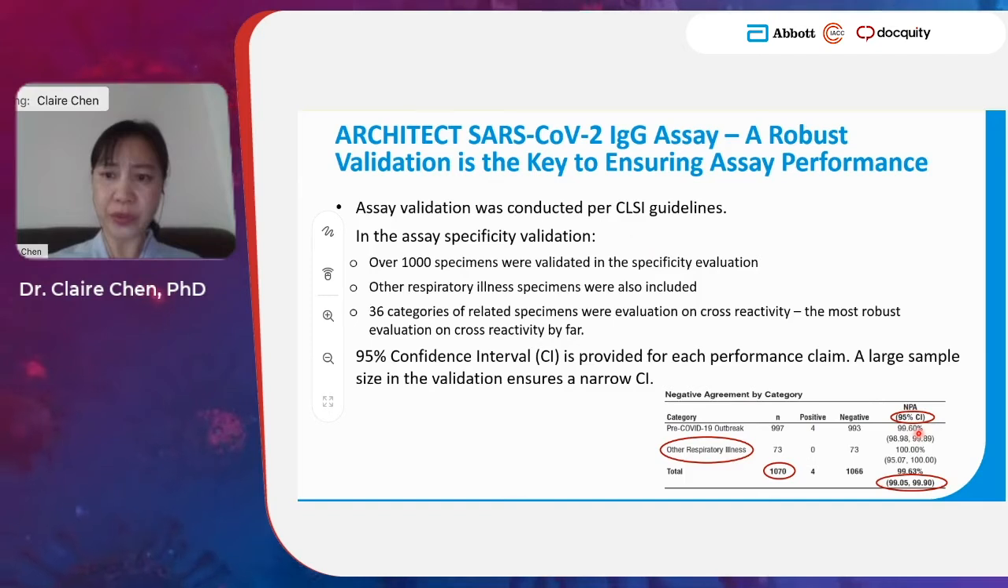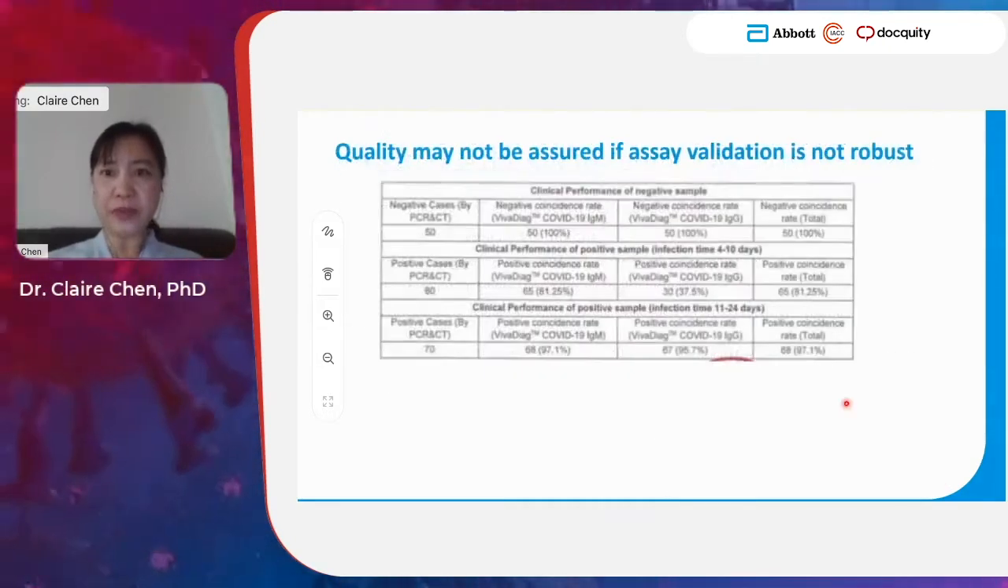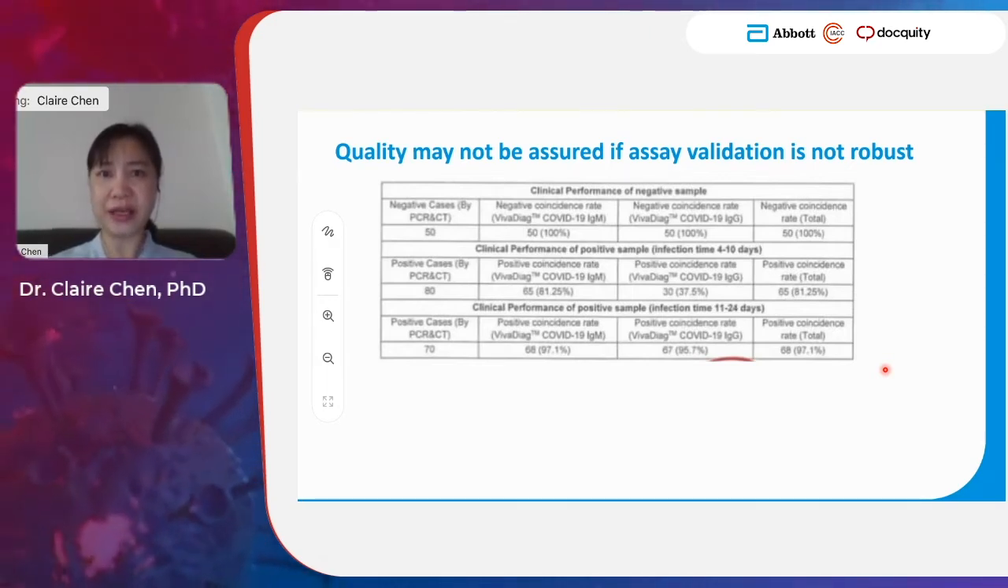So that's why when you see the 95% confidence interval here, you can see it is really very narrow. That's because of the large number of samples we have validated. So when you look at an assay performance sheet, you really need to be careful, because what it tells you is probably not what it reflects in your hands.